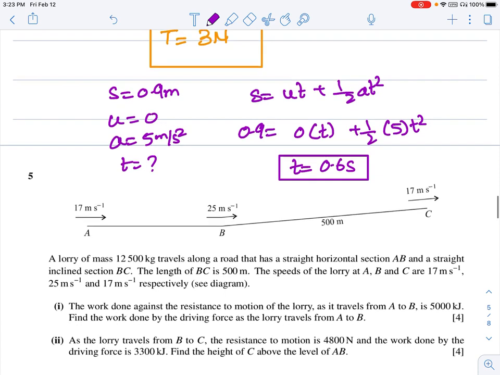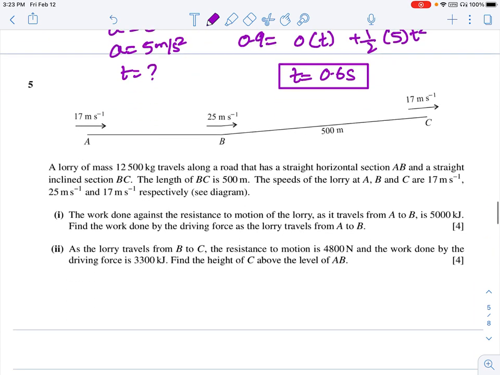That's the answer. Question number 5. A lorry of mass 12,500 kgs travels along a straight road AB and a straight inclined plane BC. BC is 500 meters. Speeds at A, B, C are given. This is at A, this is at B, this is at C. The work done against the resistance of the motion as it travels from A to B is 5000 joules. Find the work done by the driving force as it travels from A to B.